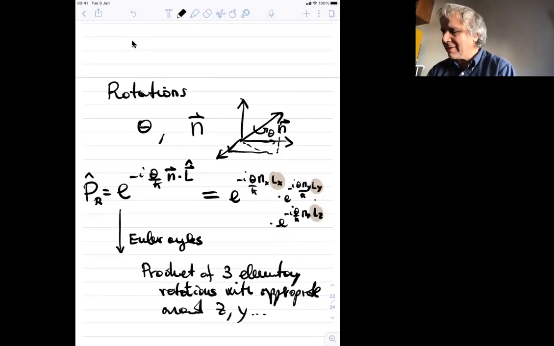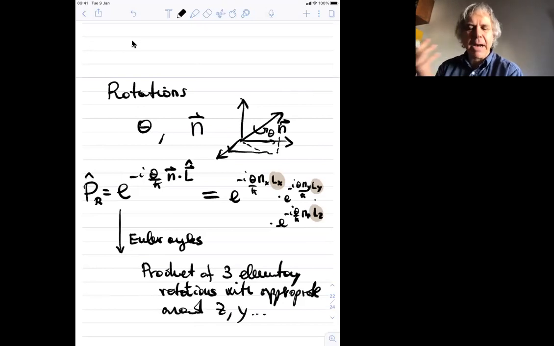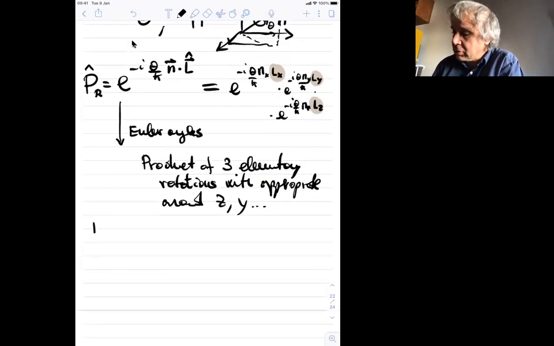So in order to rewrite the full rotation in terms of three elementary rotations around the axes, you need the Euler angles. But this is a more complicated subject. It's important in some applications, but for us, it's not crucial. Just remember that the story about rotations is more complicated than the story about translation, because for translations, I could split.